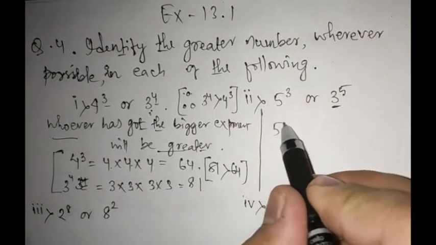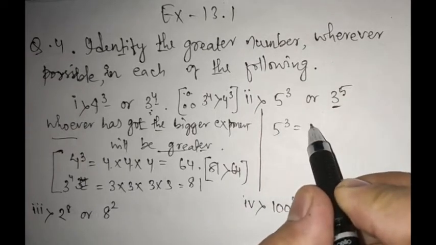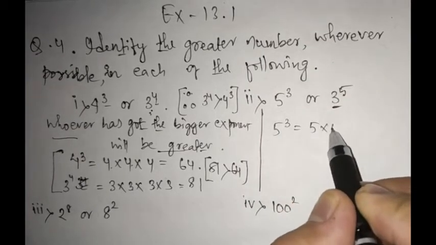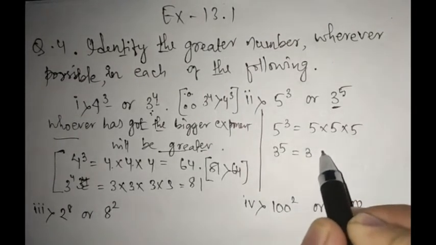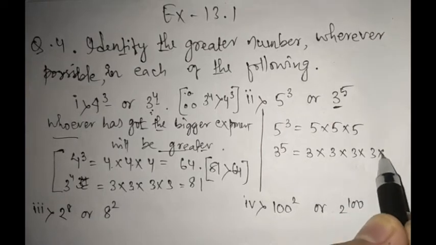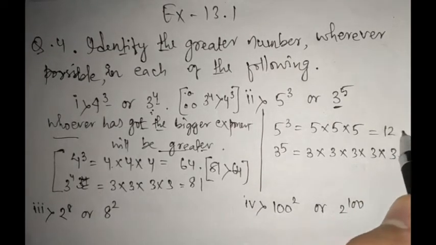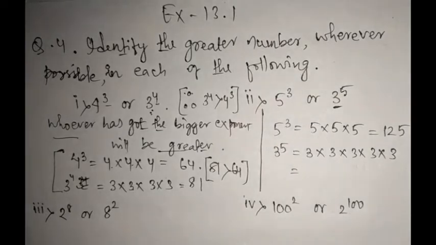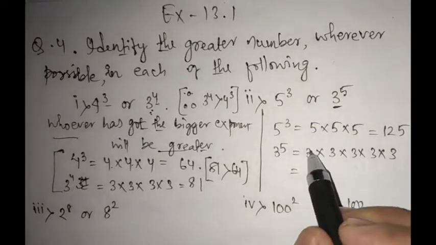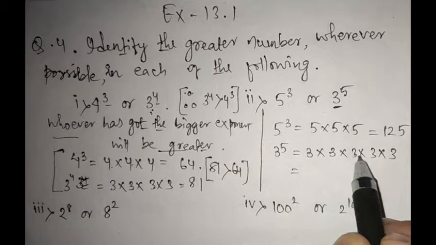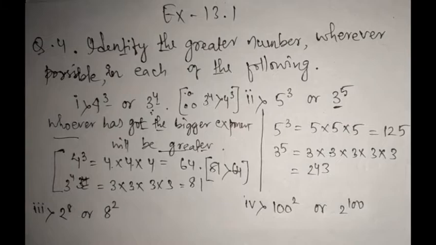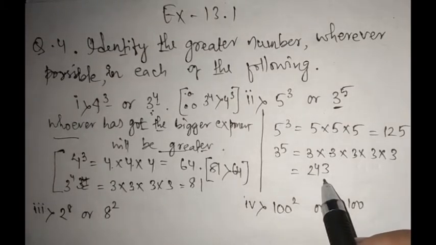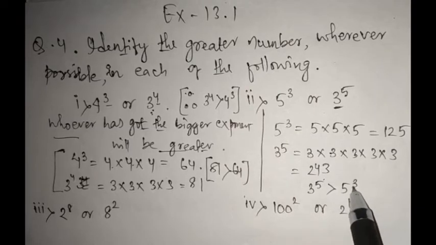So the expanded form of 5 cube is 5 into 5 into 5, and the expanded form of 3 to the power 5 is 3 into 3 into 3 into 3 into 3. So 5 into 5 into 5 is 125, and for 3 to the power 5, 3 3s are 9, 9 3s are 27, 27 into 3 is 81, and 81 into 3 is 243. So which one is greater? Of course 3 to the power 5 is greater. So you can write 3 to the power 5 is greater than 5 cube.